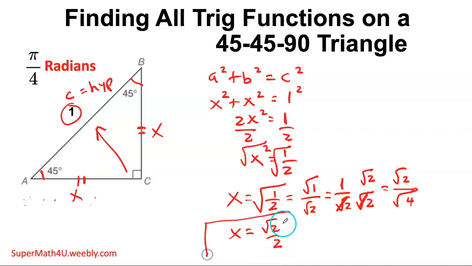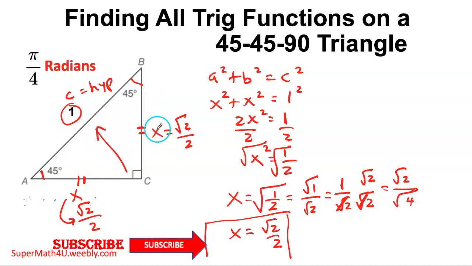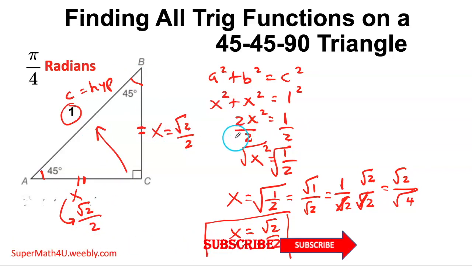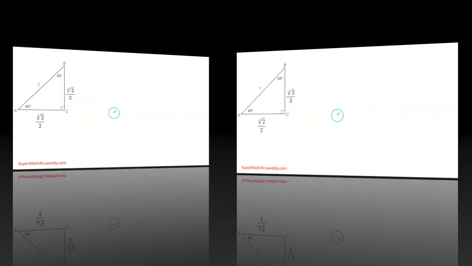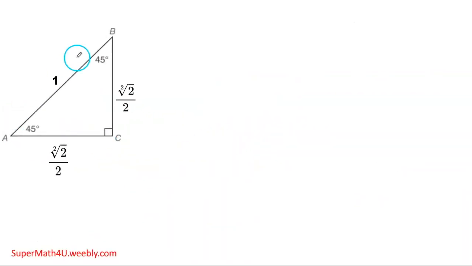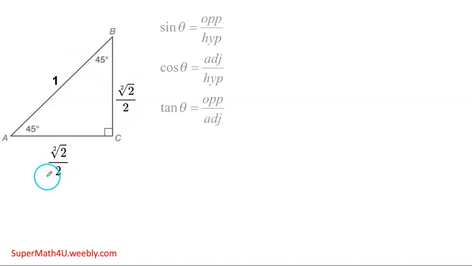So this side is square root of 2 over 2, and they are the same. Now, having this, I'm going to find sine, cosine, tangent, and all the other reciprocal functions. Let's go. So I have 1, my hypotenuse, this side square root of 2 over 2. This is the same as the other side.